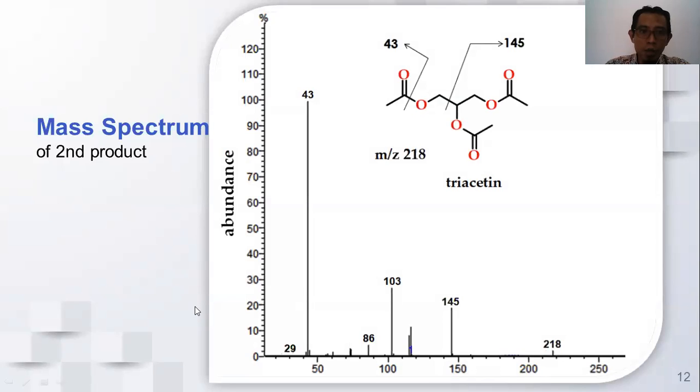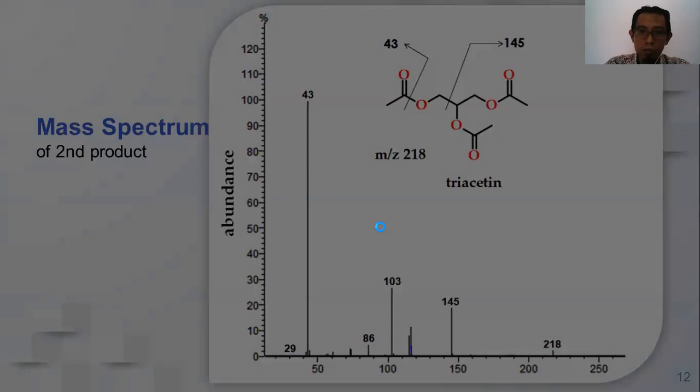Next, the mass spectrum of the second product. We find M+ 218 here, and m/z 145, and m/z 43 as specific. So based on the mass spectrum, it is triacetin.